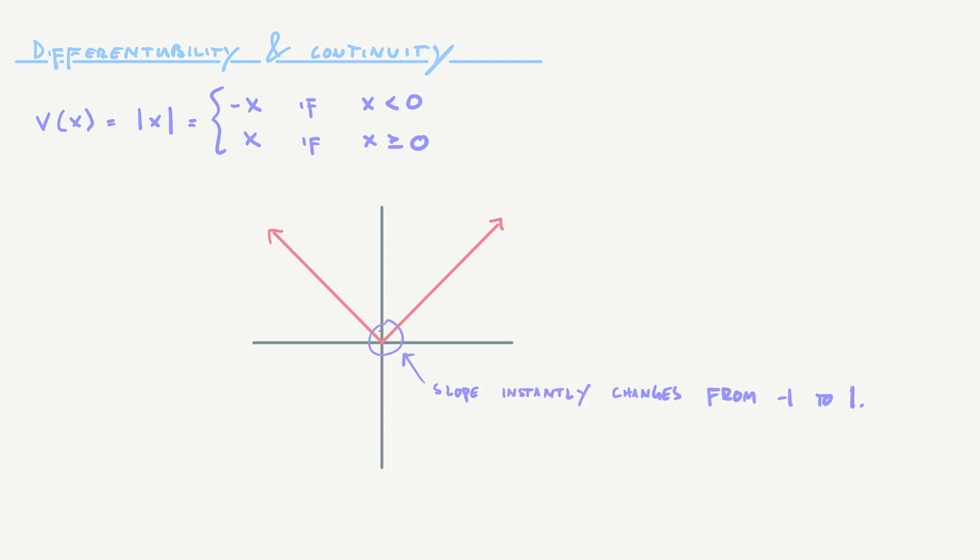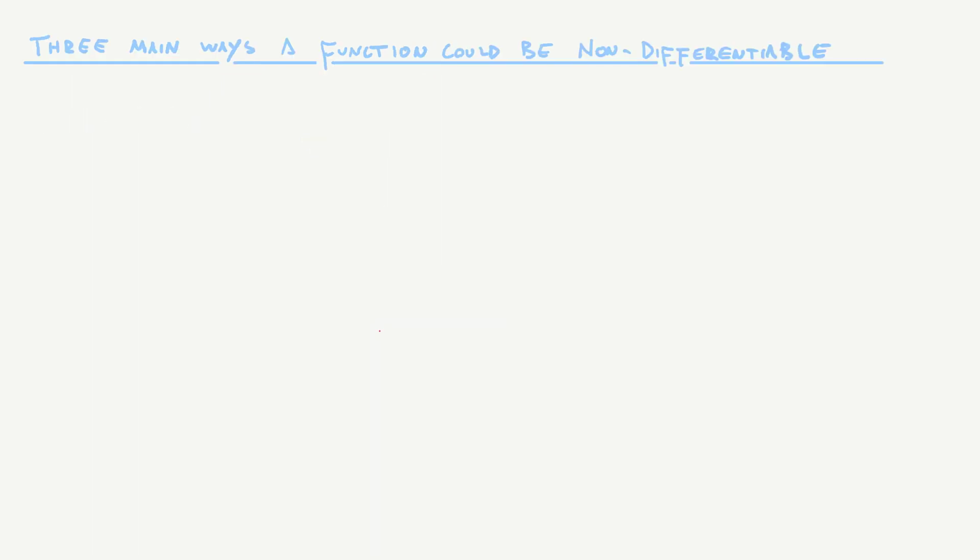And it's really because the slope has this kind of instantaneous change from being negative to positive. And any time that you have a corner like that, then your function's not going to be differentiable. So there are three main ways that a function could be non-differentiable, and the first is a corner like this, like an absolute value function. Anytime this slope instantly changes like that, from negative to positive, from positive to negative, then you have something that's non-differentiable. You've created this very sharp, jagged corner, and the function's not differentiable there.